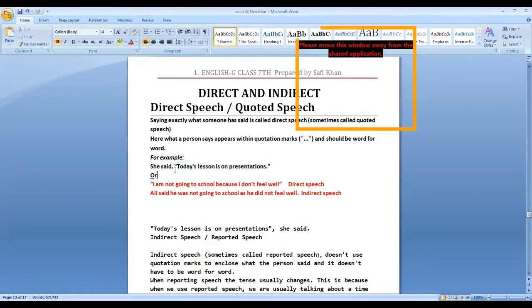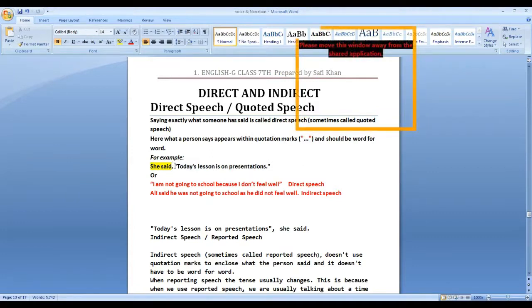Remember, direct speech is separated by a single comma from this part, and this part is called reporting speech. Reporting speech, did I say reported? If I said reported, my apology. It's reporting speech.